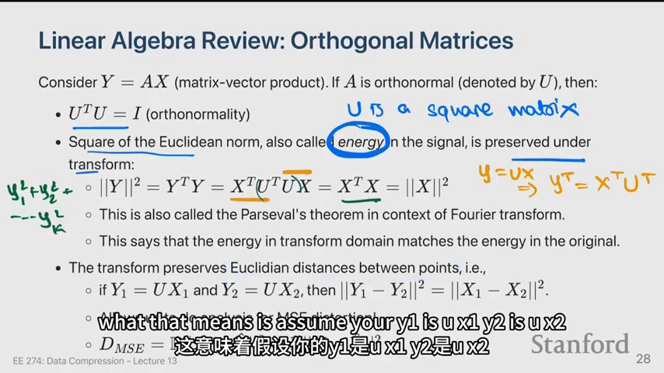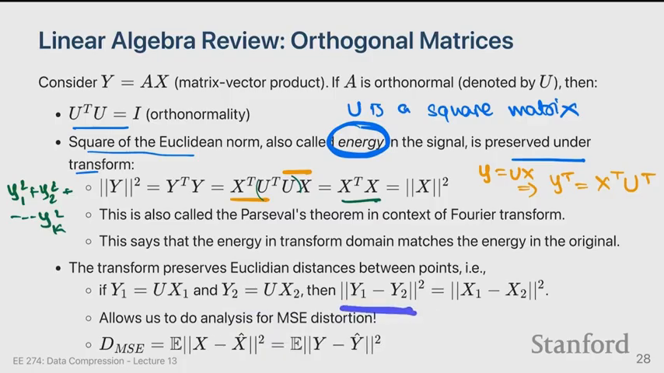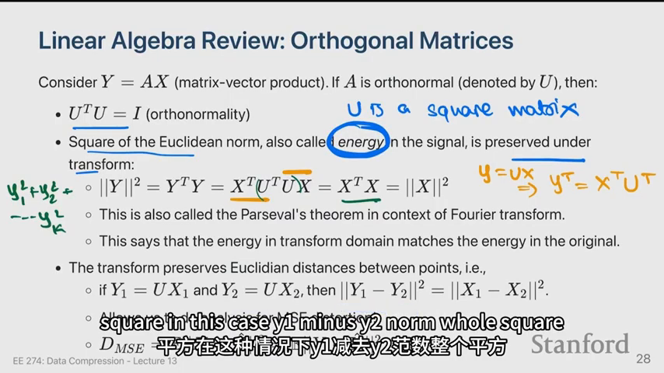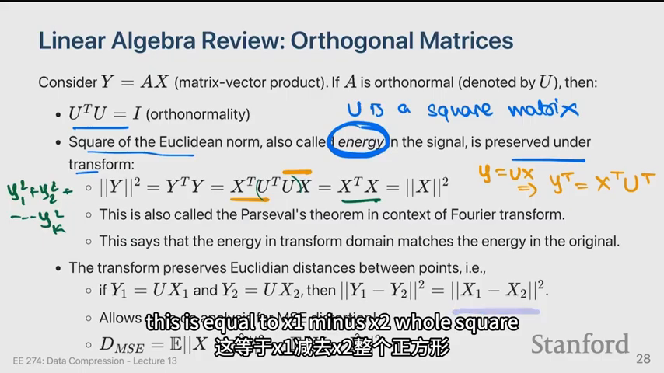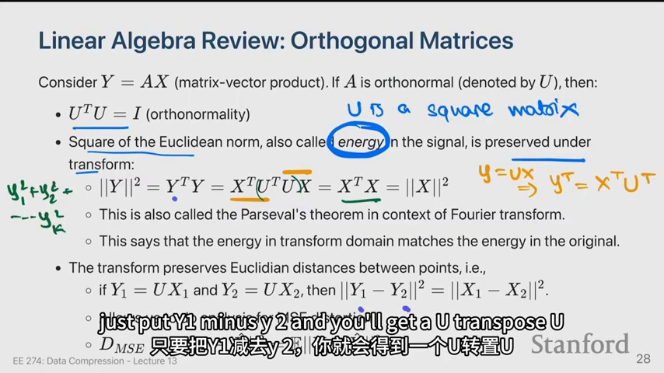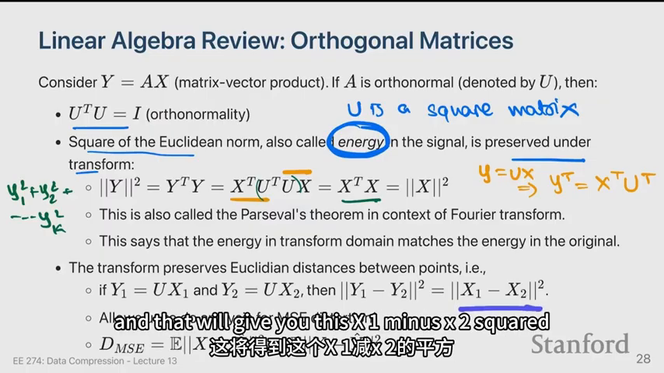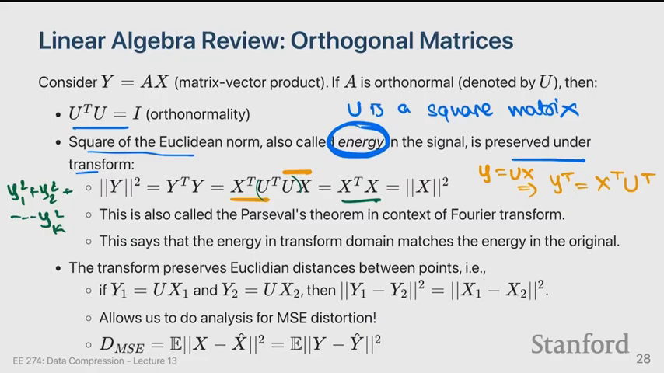What that means is, assume your y1 is ux1, y2 is ux2, and if I'm calculating the L2 distance square, in this case the norm of y1 minus y2 whole square, you can show that this is equal to x1 minus x2 whole square. Okay. Again, it's the same thing, instead of y here, just put y1 minus y2 and you'll get a u transpose u, which becomes identity, and that will give you this x1 minus x2 square. So just work it out, it's directly the definition. And this is very cool.